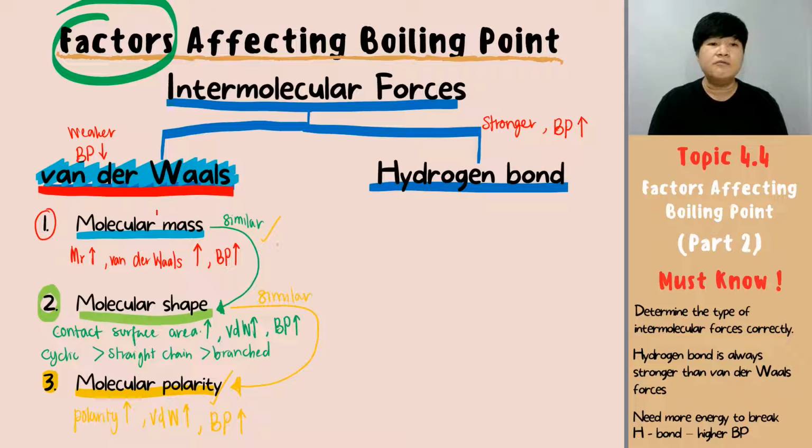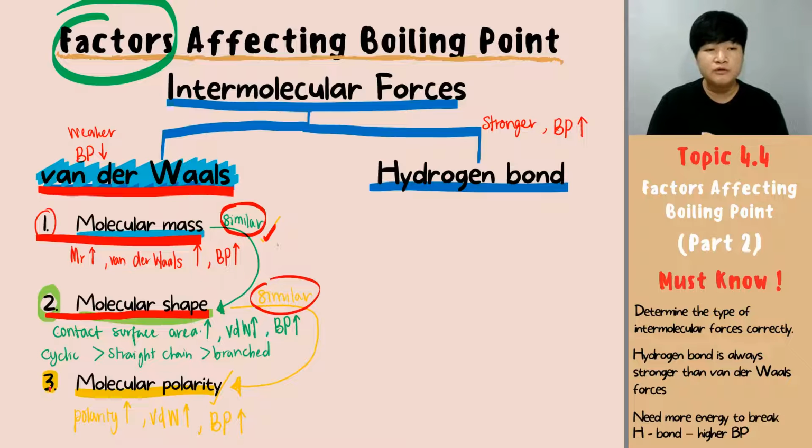Bear that in mind, we will look at van der Waals forces. At the beginning is your molecular mass. If the molecular mass is very similar, then only we will move on to the molecular shape. If the molecular mass and the molecular shape of the molecule both are very similar, then only you move to the molecular polarity. So that is the flow that you will check for the van der Waals forces. Okay? And let's see what happened to the hydrogen bond.